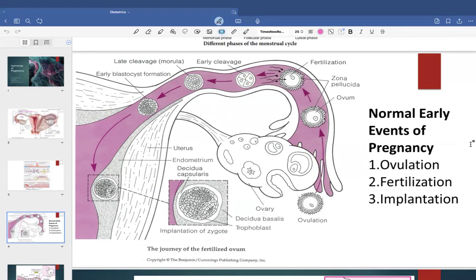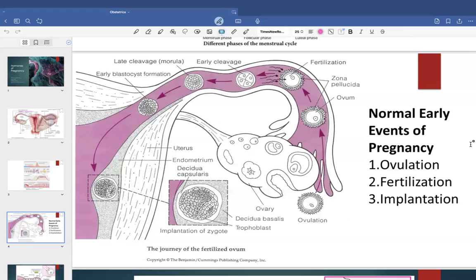Once that happens, it creates a blastocyst, and then there is a process of division called cleavage. And the egg continues to multiply. At this point, both genetic materials are in the egg. And if all goes well, that blastocyst will proceed down into the uterus and implant into the uterine wall, and that is implantation.